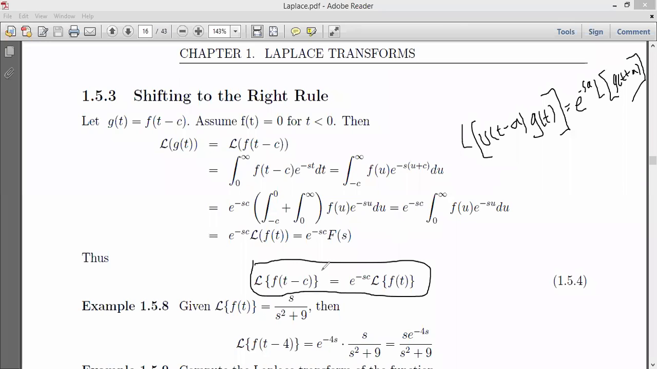This is the same thing. Now remember, here it was t minus a, g of t. So what is happening here? Of course, what is happening here is obvious. Here you have e to the minus s c, which was our a. So e to the minus s a. Here it was a because we are using a here, but this is minus c. So instead of c, we have a.